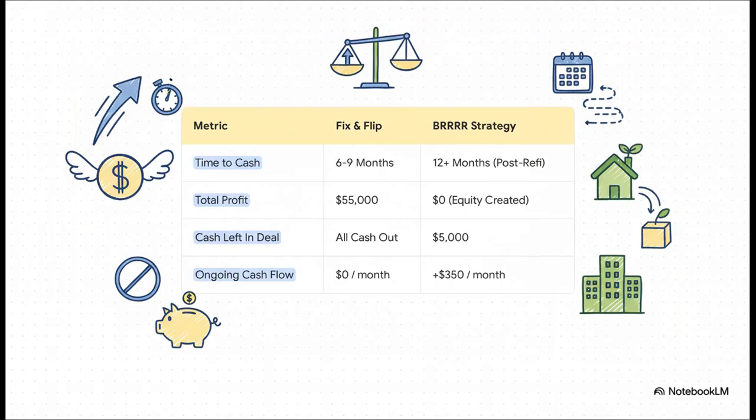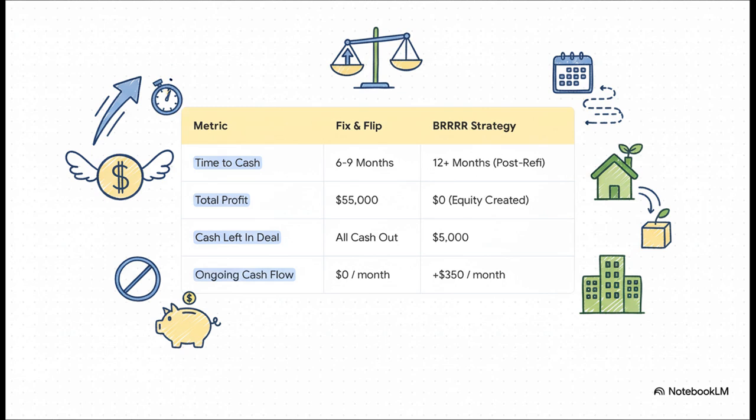Okay, now let's make this real. Let's look at the difference using actual numbers for the exact same property. With the fix and flip, you walk away with a nice $55,000 profit, and you get all your cash back out in about 6 to 9 months. Pretty great, right? But your ongoing cash flow is zero. Now look at the BRRRR strategy.